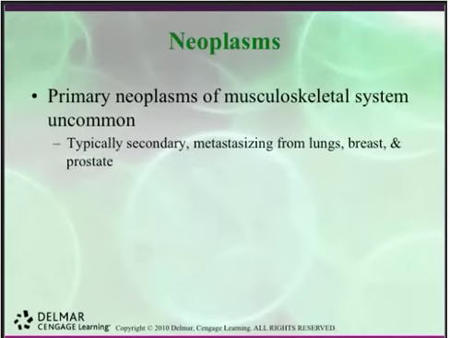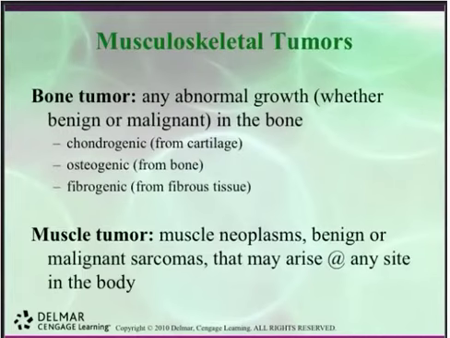Okay, now neoplasms, we're basically talking about normal tissue becoming cancerous. Primary neoplasms of the musculoskeletal system are usually uncommon. They're typically secondary events that result from metastasis from a cancer that has its origin in the lungs, breast, or in the prostate. So some of the musculoskeletal neoplasms that are of interest here are bone tumors.